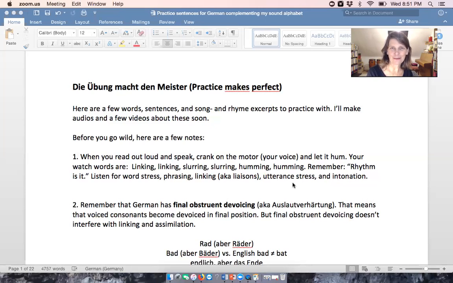The next thing I would like you to know, or remind you of, is that German has something that's called final obstruent devoicing.